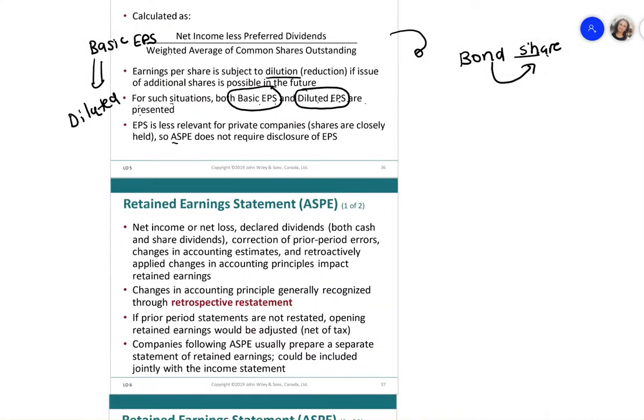Now, like I said, ASPE does not require any disclosure on earnings per share. Private companies do not even calculate earnings per share. Now, going further with our theory, let's look at retained earnings.